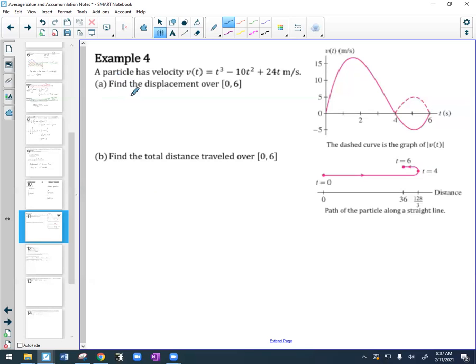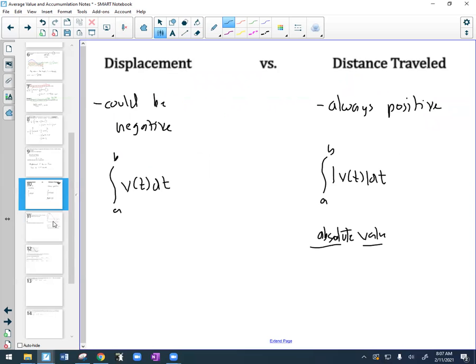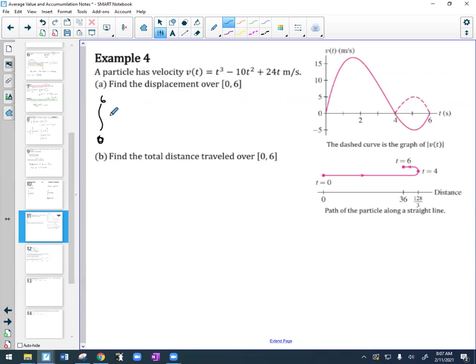You could have done part A pretty easily without a calculator. You know the antiderivatives of each one of these things. So displacement here is the integral from 0 to 6 of this function. That's what displacement is. It's the integral of velocity, that's what we just saw here. So 0 to 6, I do t cubed minus 10t squared plus 24t dt.